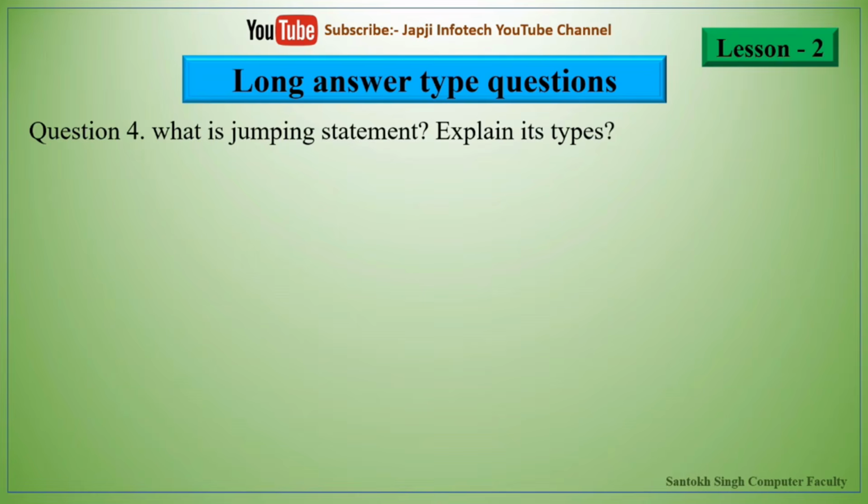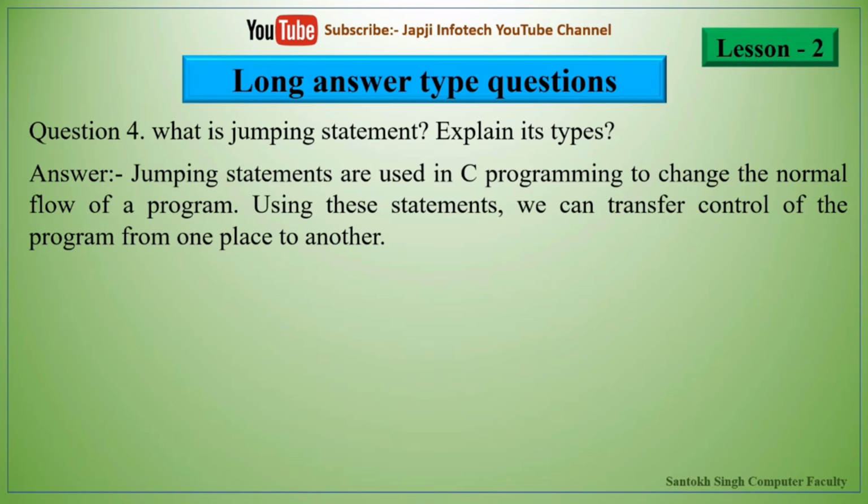So our fourth question is, what is jumping statement? Explain its types. Jumping statements are used in C programming to change the normal flow of a program. Using these statements, we can transfer control of the program from one place to another.